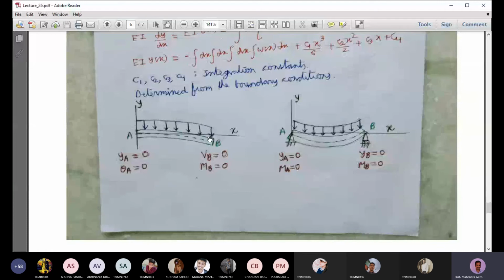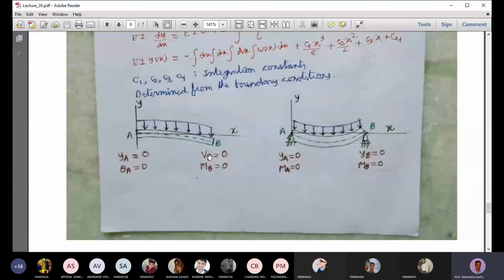So here we have a cantilever beam, and it is subjected to the distributed load. So what is happening at A? There is a restraint in the x and y direction and also rotation. That means yA is 0 and theta A, the rotation, is 0. And two more equations we need to get. So at B, what is happening is that the shear force is 0, bending moment is 0. So there are two more equations we can get from the relation: VB is 0 and MB is 0.